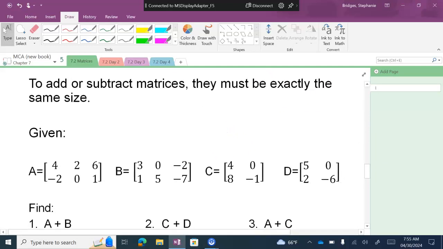So I'm going to give you just a minute. What we're going to do now is add and subtract matrices. This is the hard part of today, and I say hard because I'm being sarcastic. It's not hard. But the rule is, in order to add and subtract matrices, they have to be exactly the same size. They have to have the same number of rows and the same number of columns. If they are not exactly the same size, you cannot add or subtract them.